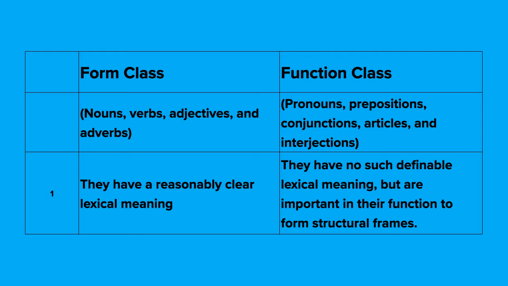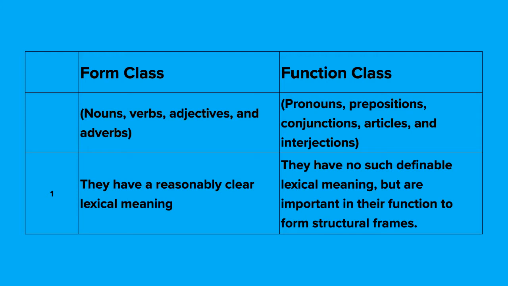There is something similar to all these, and that is why they are categorized together as form class. On the other hand, pronouns, prepositions, conjunctions, articles, and interjections come under function class. They are all similar in a particular way. Now, what is the similarity among these items, and how are they different from the other class? We will see the features one by one.